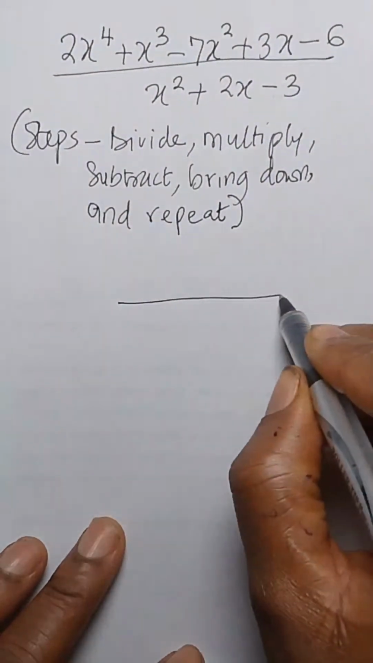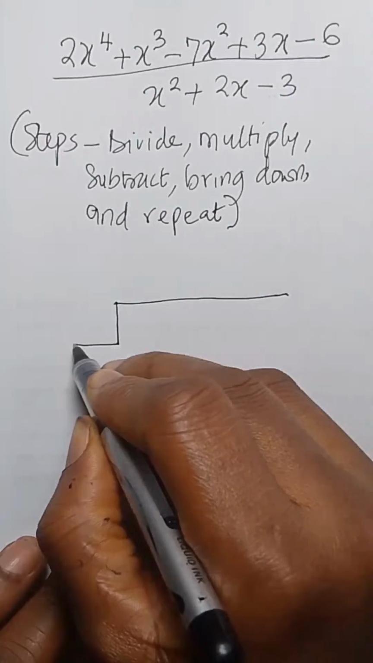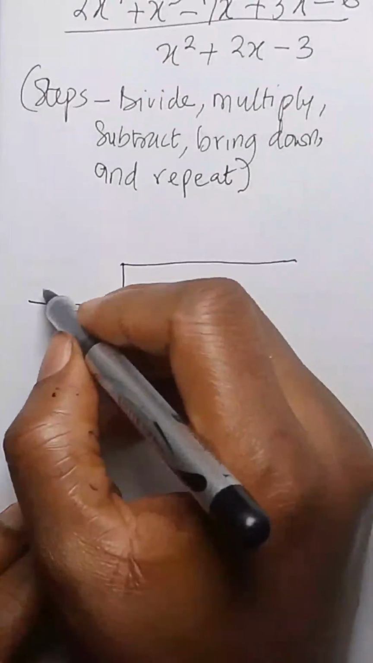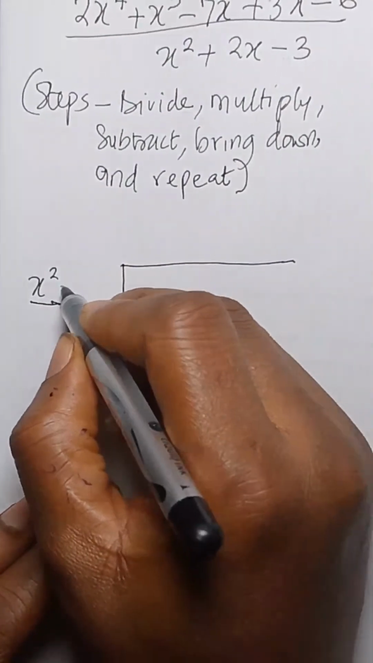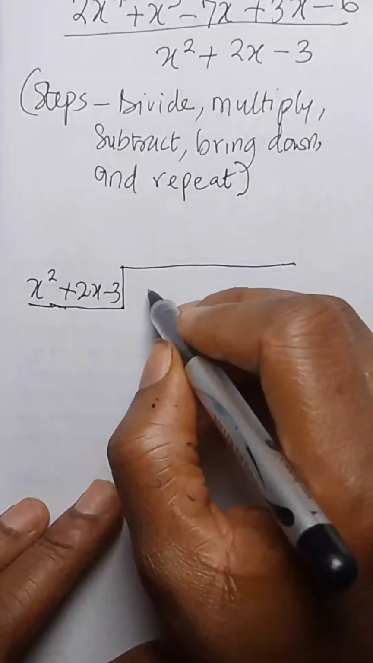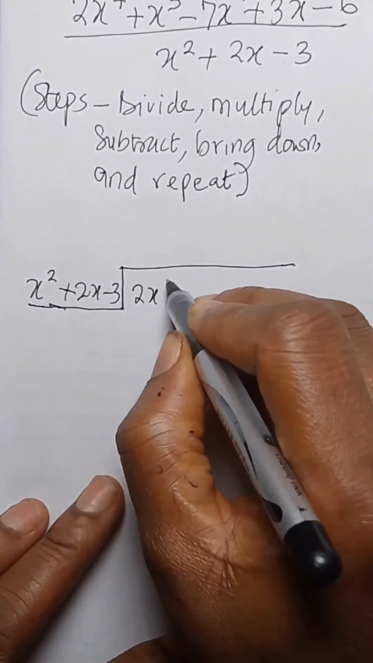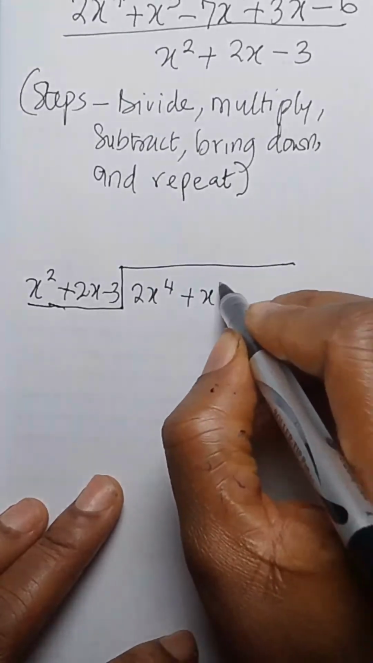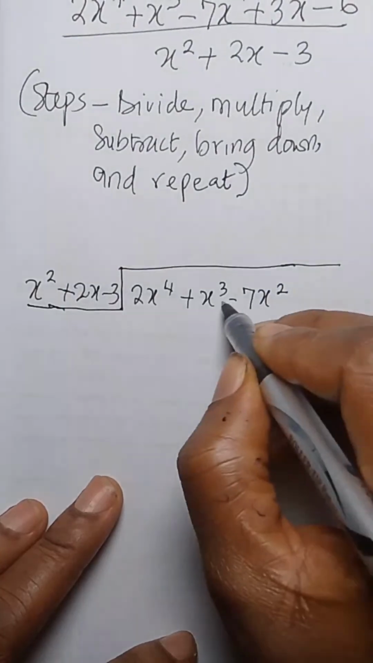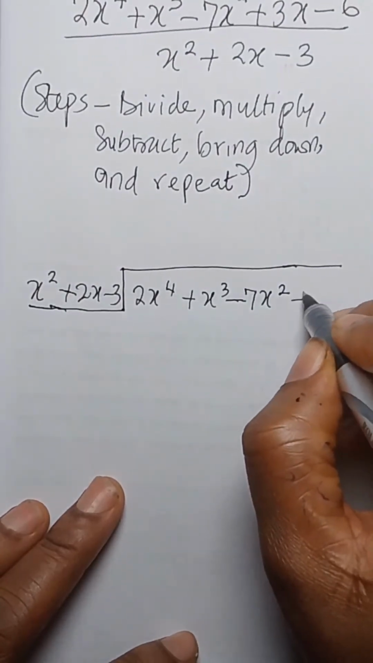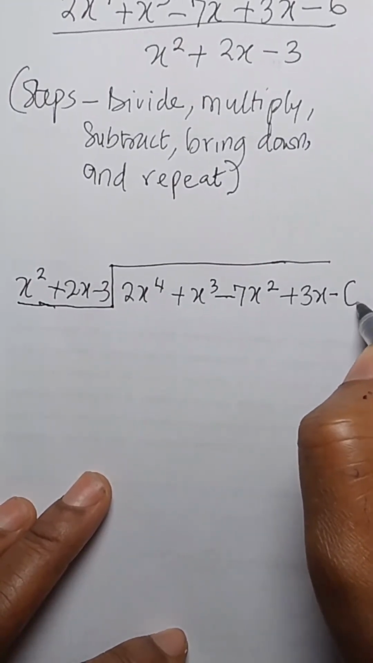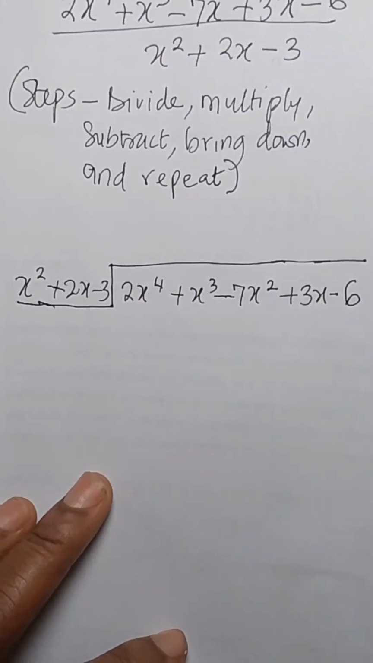Like I said, you draw this line. This line helps save time. You can actually solve it without drawing the line, but when you draw this line, it helps a lot. Okay, you have x to the power of 2 plus 2x minus 3. And here you have 2x to the power of 4 plus x to the power of 3 minus 7x squared plus 3x minus 6. Okay, so this is what we are dividing.